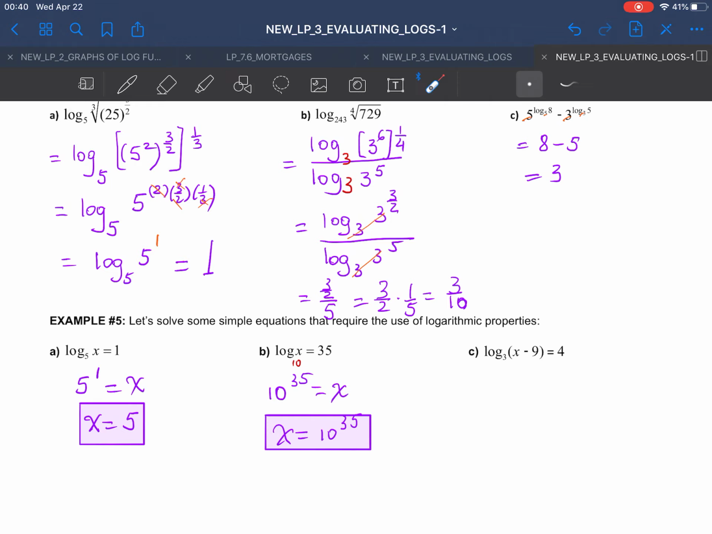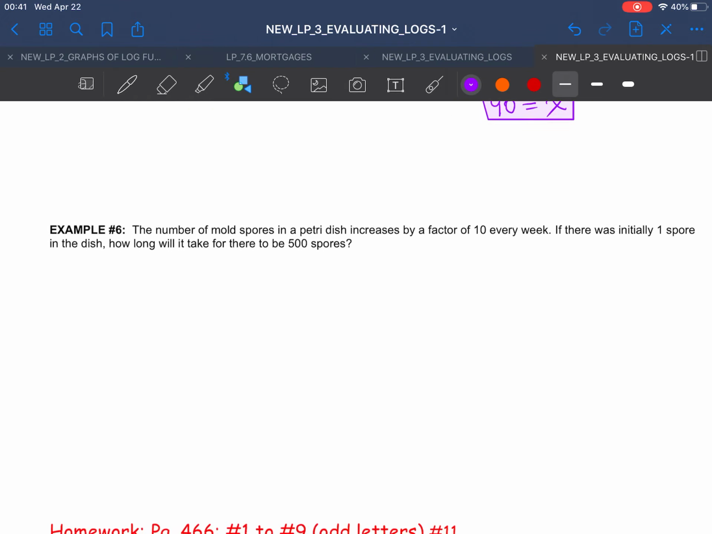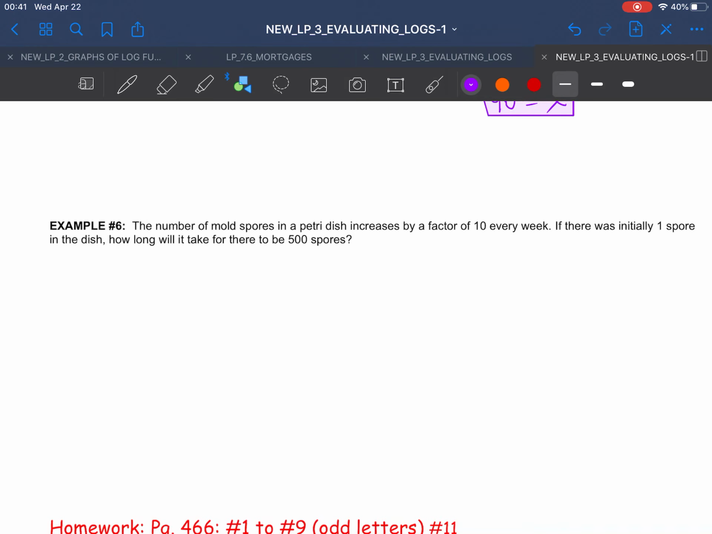Next question, a little bit more fun. We have log with base 3 of x minus 9 equals 4. So here is the base 3, here is the exponent 4. It must equal this thing in the log. So we're going to write 3 to the power of 4 equals x minus 9. Now 3 to the power of 4 is 81. So take negative 9 to the other side. And voila, we're done here. Mission accomplished.